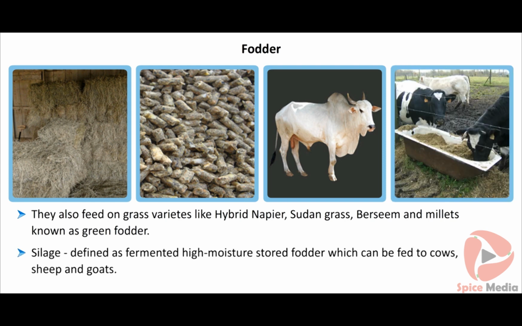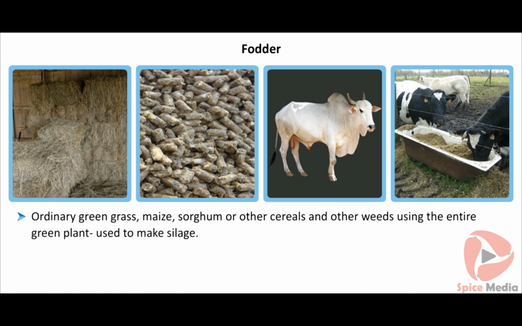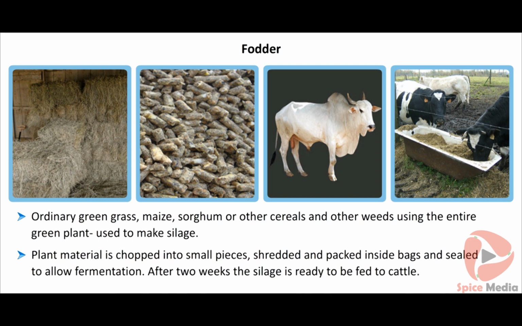Silage is a highly nutritious food. Silage can be defined as fermented high moisture stored fodder which can be fed to cows, sheep and goats. Silage can be made from ordinary green grass, maize, sorghum or other cereals and other weeds using the entire green plant. Plant material is chopped into small pieces. The crops are shredded into small pieces and packed inside bags and sealed to allow fermentation. After 2 weeks, the silage is ready to be fed to cattle.